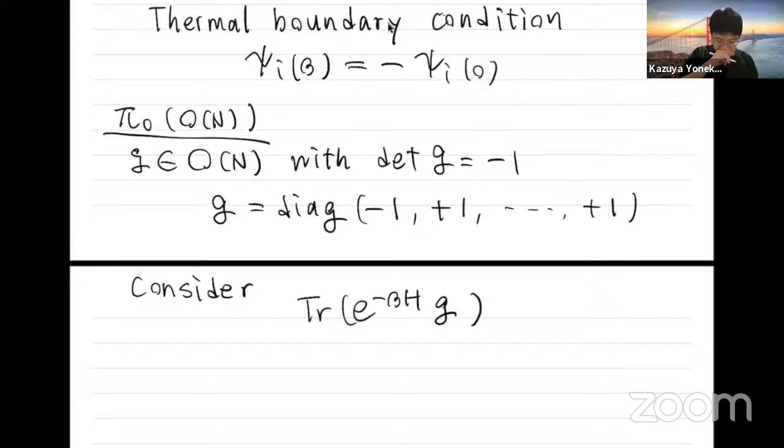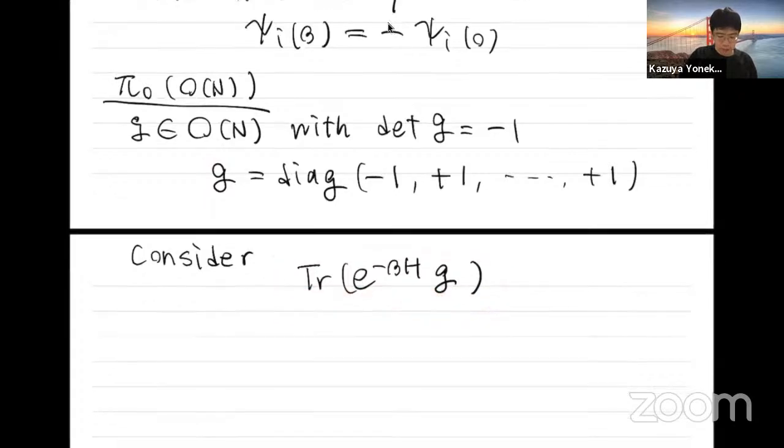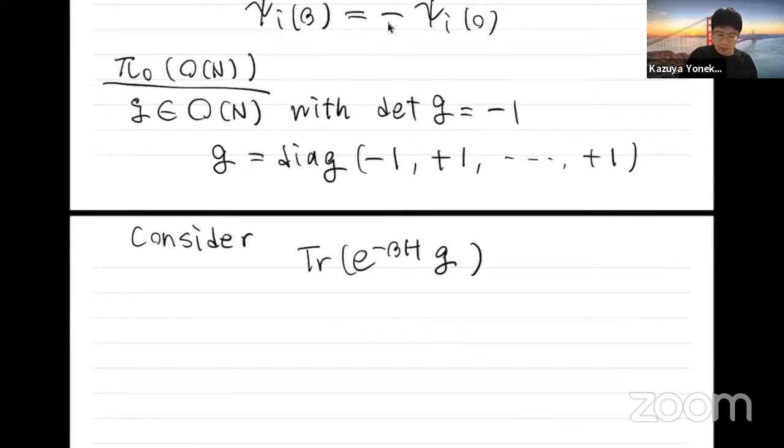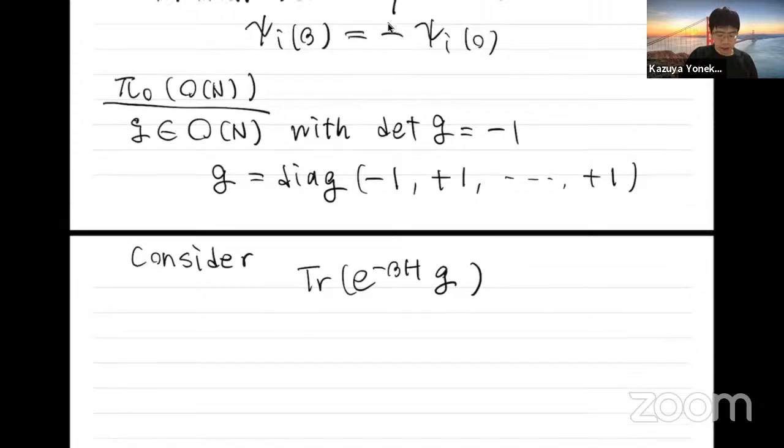Because this theory has the O(N) symmetry, this O(N) symmetry acts on the Hilbert space. So we can include this operator, which realizes this group element, and then we can take the trace in the Hilbert space. So at least naively, we expect that we can do it. But it turns out that there is some anomaly in this quantity.